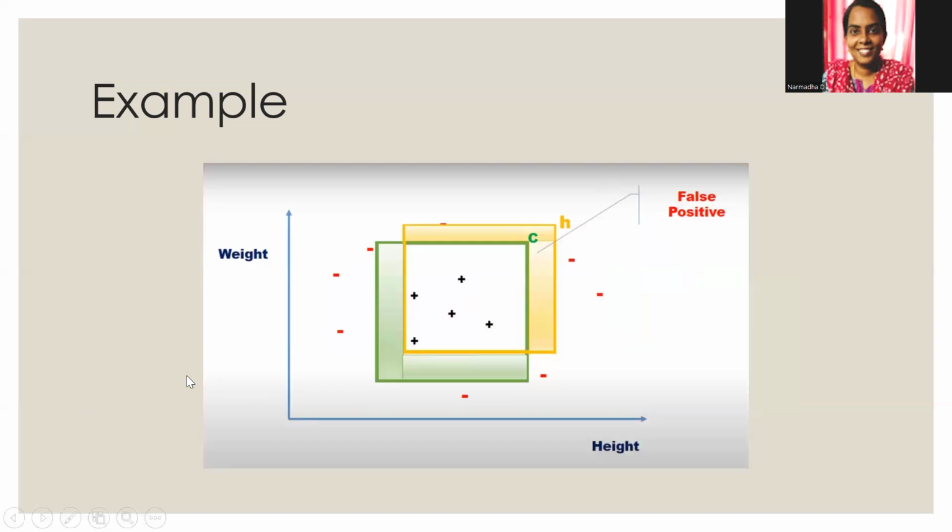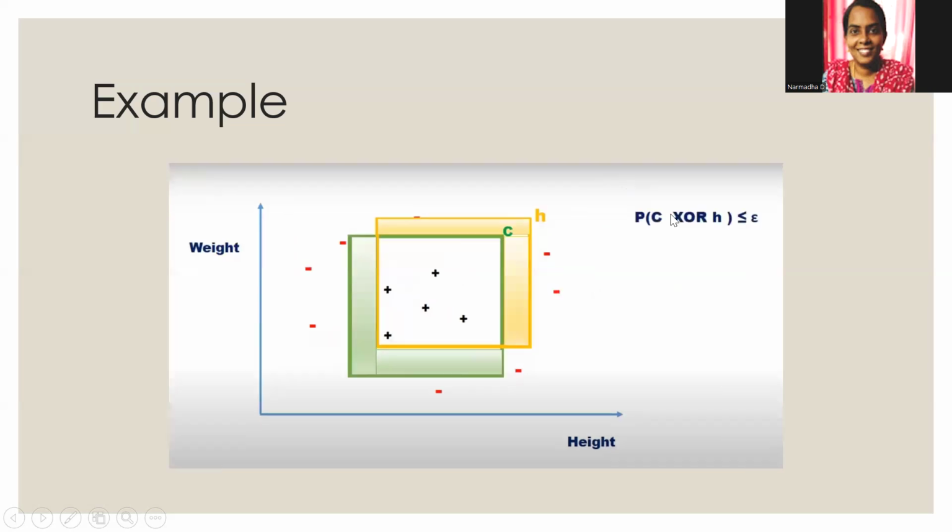And the region which is shaded as yellow, according to the concept, this is the boundary region, and all those points only within this box are positive. Anything outside this green is negative. So according to the concept, it is negative, but according to the hypothesis, this region is considered as positive, which is a misclassification, and hence this is a false positive error.